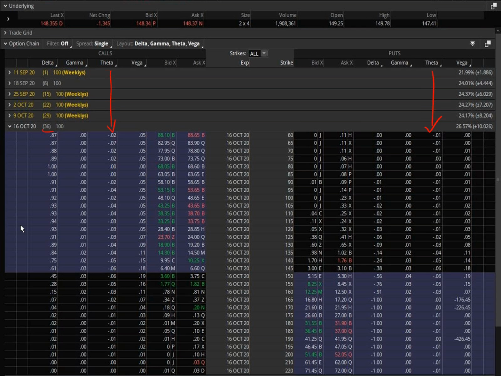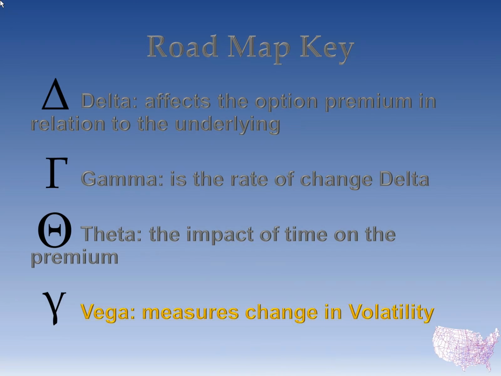All right. So theta is always a negative to it. And it's basically as a day goes by, right? Half a day, you would see half of that theta coming out as well. If nothing else changed, you'd be able to see that a little bit easier. All right, and Vega.